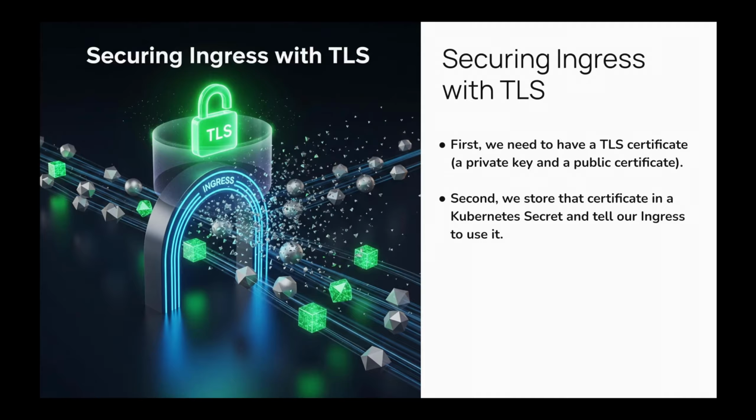But in the real world, we almost never want to send traffic in plain text. We need to secure our application with HTTPS. Let's add a TLS certificate to our Contusa ingress. This is a two-step process. First, we need to have a TLS certificate, a private key, and public certificate. Second, we store that certificate in a Kubernetes secret and tell our ingress to use it. For this tutorial, we will create our own self-signed certificate. In a production environment, you would use a real certificate from a certificate authority like Let's Encrypt.